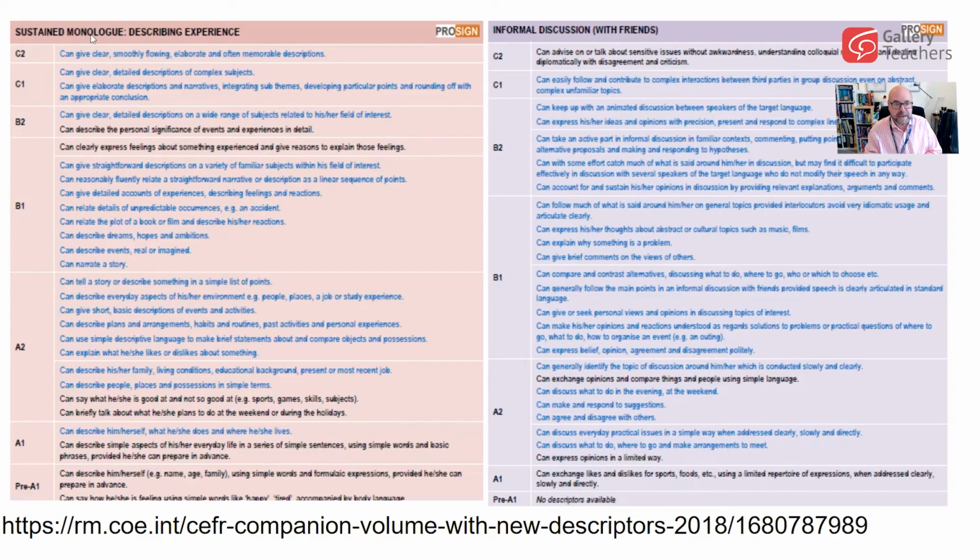Here it's a sustained monologue describing experiences across a range of levels. But of course, you might only be interested in the B1 areas. Perhaps it's an informal discussion with friends. If you've got teenagers, they're going to go perhaps and study overseas, and you want them at an upper intermediate level to be able to express themselves in an informal discussion. So these are the areas that they need. Again, both taken from the CEFR.